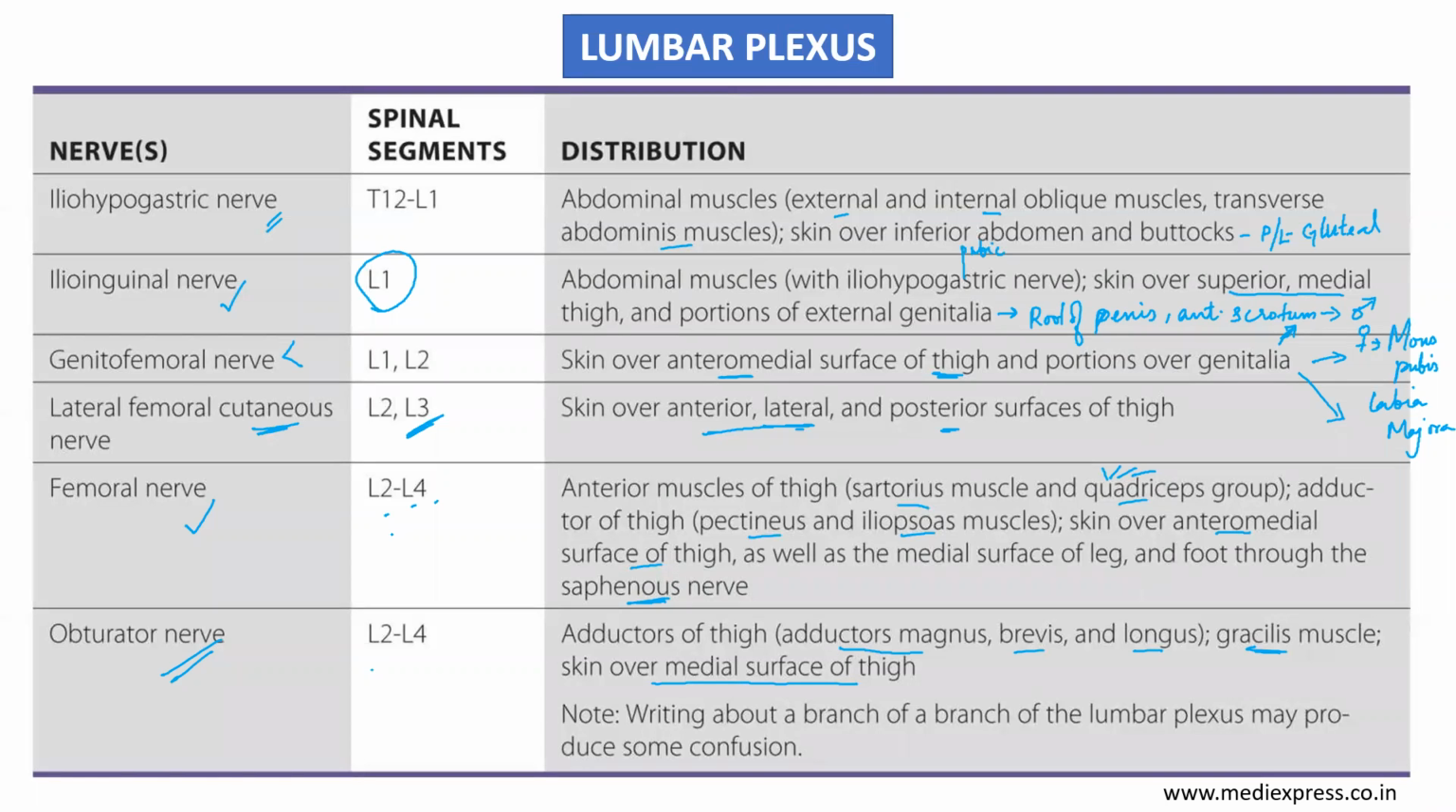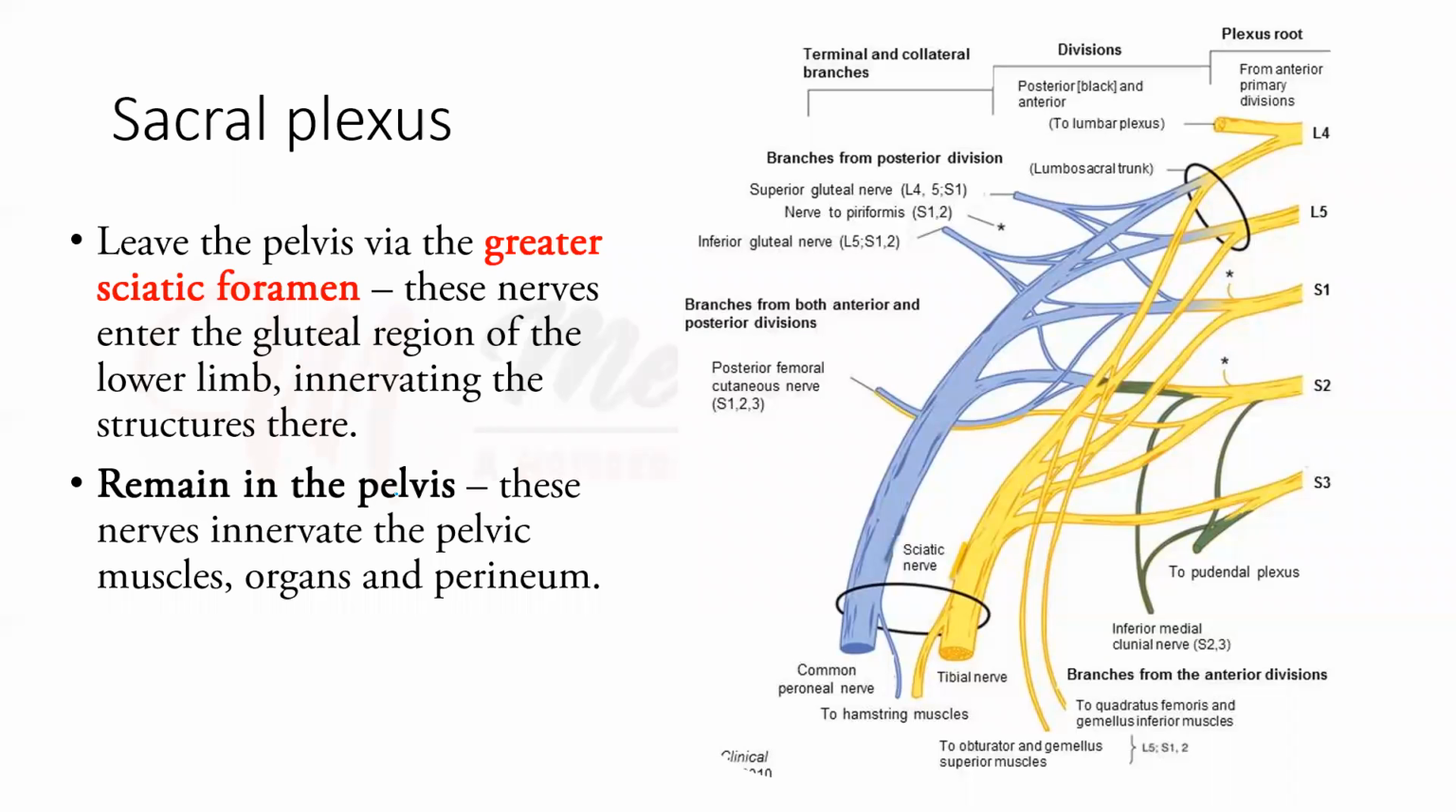The next one and the last nerve plexus we'll deal with is the sacral plexus. So the sacral plexus, we already dealt that it supplies the skin and muscles of the pelvis and the lower limb, and it is located in the posterior pelvic wall, and anterior to the piriformis muscle.